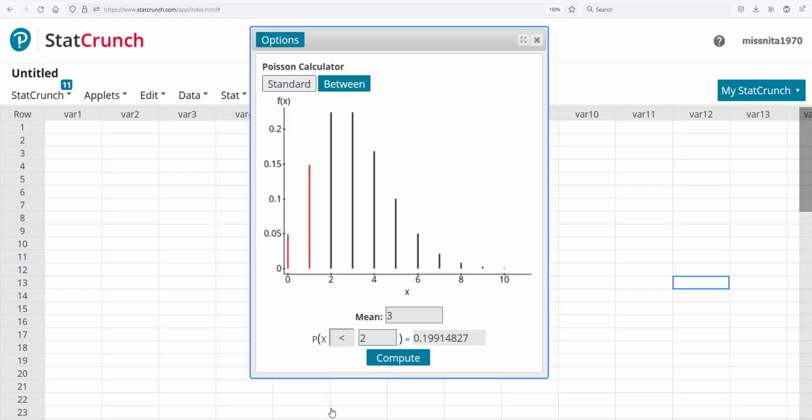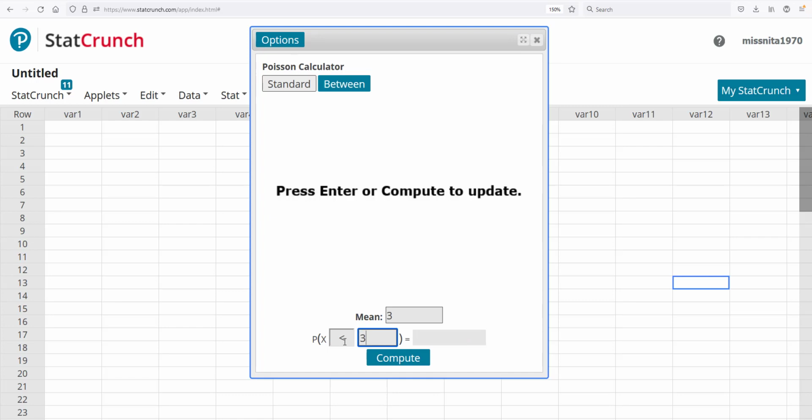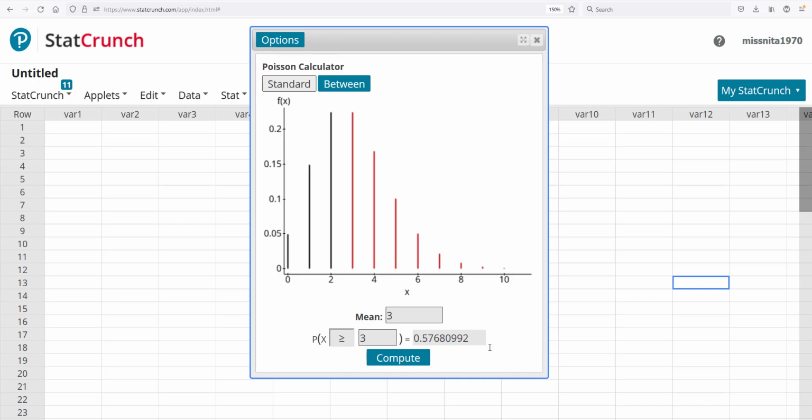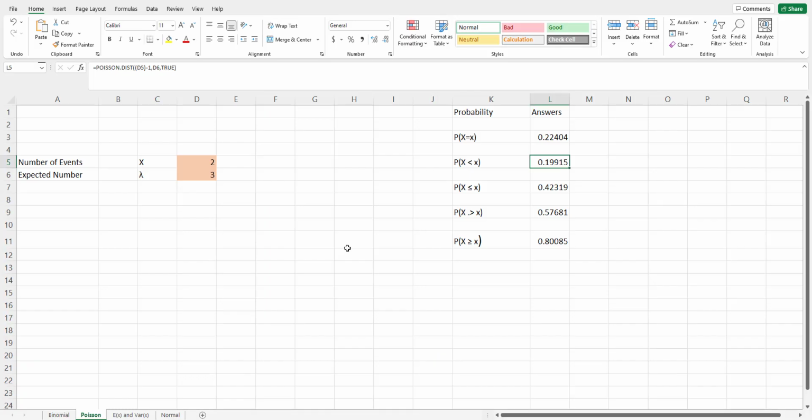Go ahead and do it with StatCrunch. So this time we wanted everything to be greater than or equal to 3. Our lambda is still 3. I'm going to change this less than to greater than or equal to 3. And as you can see, I get 0.5768. Same answer I got when I did it by hand. When I do it in my template, this time x is 3, so I'm going to change that to 3. My lambda is still 3. I want everything greater than or equal to 3. So I'm going to look at this one, and as you can see, I get 0.5768. Same thing I got when I did it with StatCrunch and by hand. That's the end of this video.